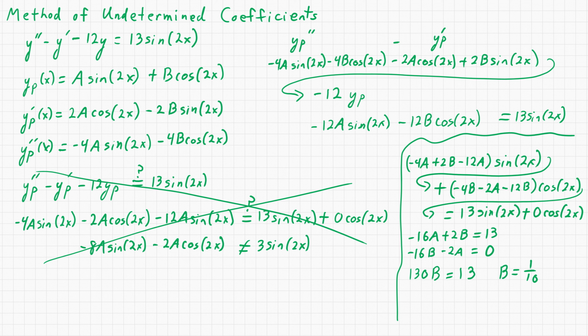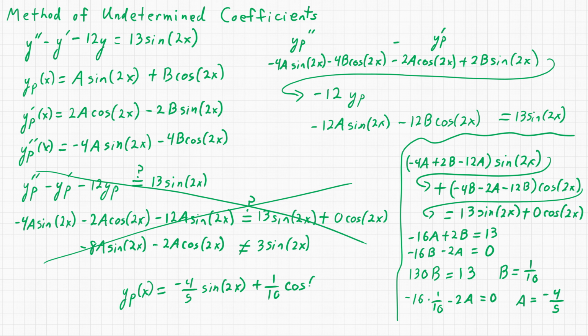So that would be negative 16 times 1/10 minus 2a equals 0. If you end up solving for that, a ends up being, I think, negative 4/5, according to my notes at least. And so the particular solution that works to solve for the right-hand side is actually, a was on the sine, so that's negative 4/5 sine of 2x plus 1/10 cosine of 2x.